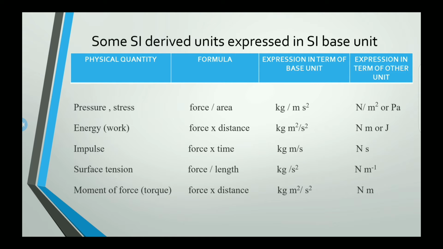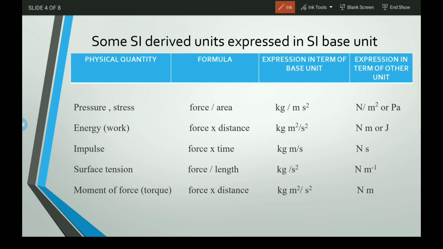Next quantity is pressure and stress, both having the same units, and the formula is force upon area. In the previous slide, we discussed the unit for force, which is kg meter per second square, and when it is divided by area, its unit becomes kg per meter per second square. We know that the other unit of force is Newton and the unit for area is meter square. So the other unit for pressure becomes Newton per meter square, which is equal to Pascal.